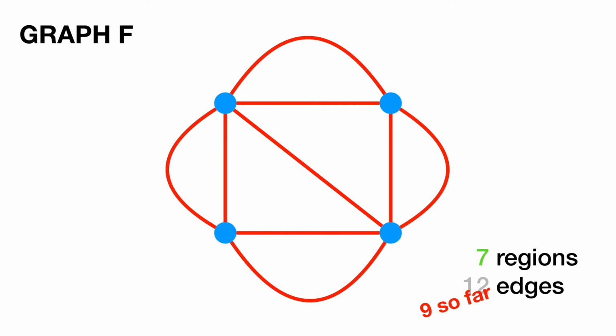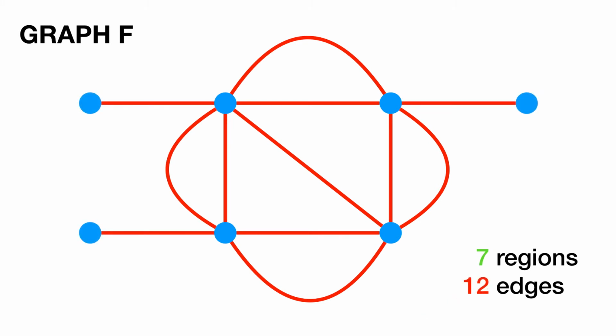I still need to add some edges though, but I need to do it in a way that doesn't create more regions. If I add some spokes coming out from the graph, notice I'll not create any new bounded regions. So I can add 3 spokes, increasing my edge count to 12, but my region count is maintained at 7. So now I need to determine the number of vertices. It happens to be 7, and I'll record that in the table.